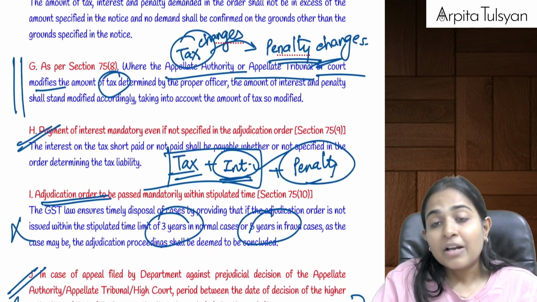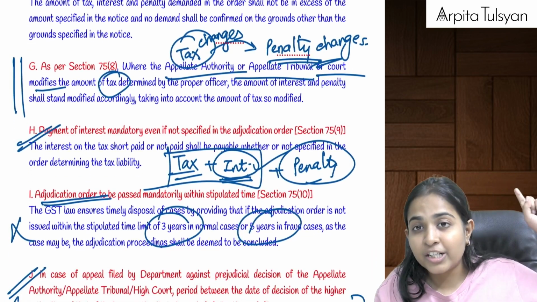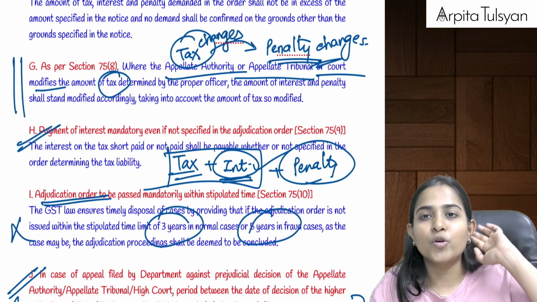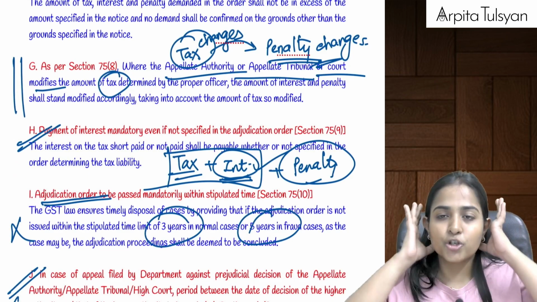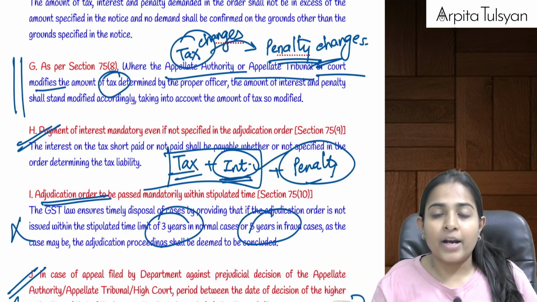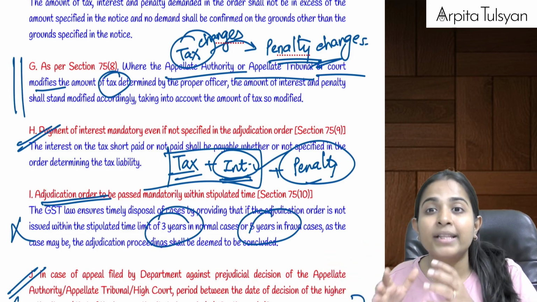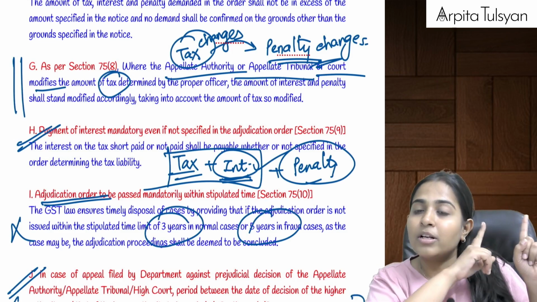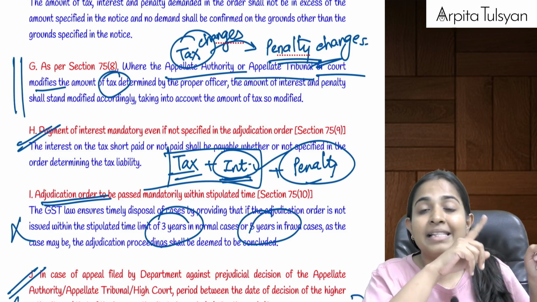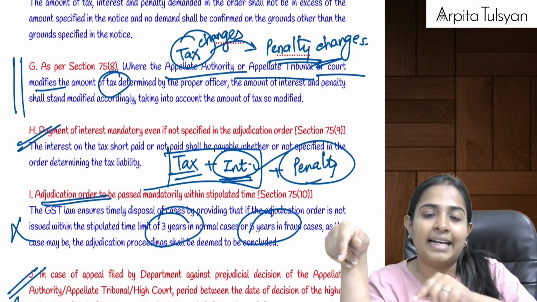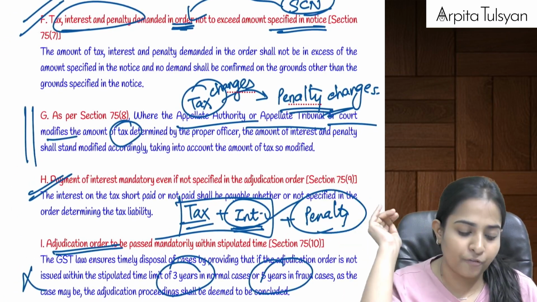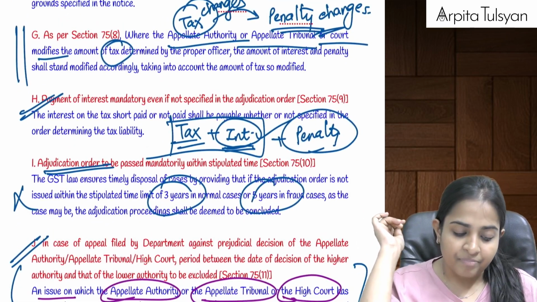And yes, whatever amount or liability was mentioned in the show cause notice, the same amount should be mentioned in the final order. Means it should not be more. The amount should not be more in the order. So whatever amount the officer is writing in the show cause notice, he has to write it very carefully, because later he cannot enhance it in the order unless there is some direction received from the higher authorities. Are you clear with this?